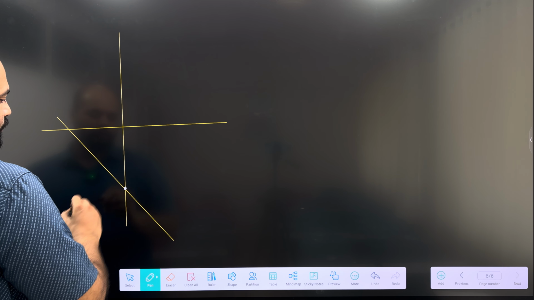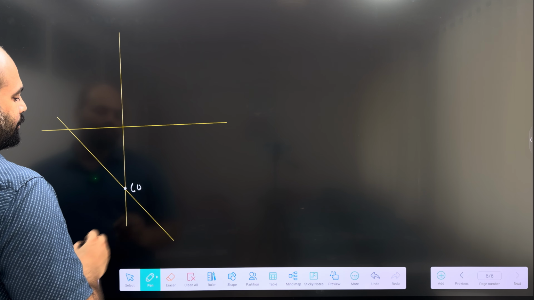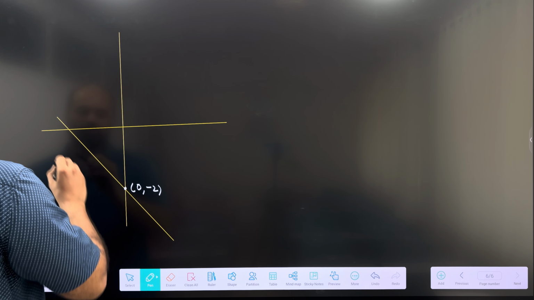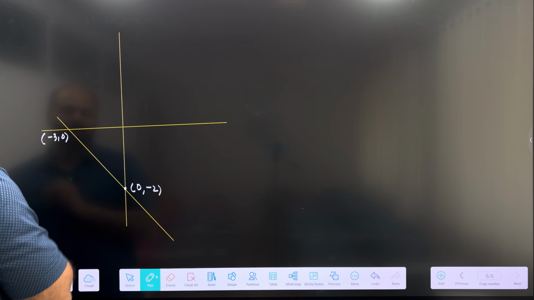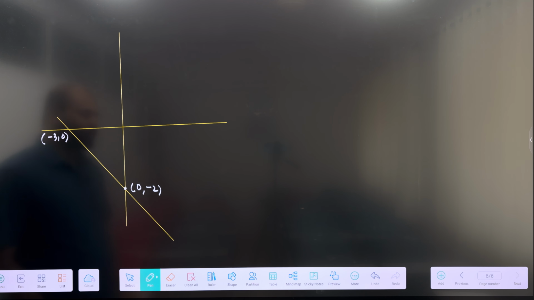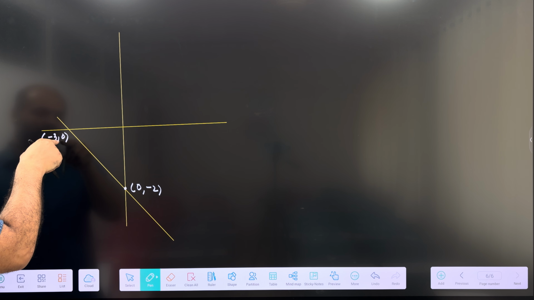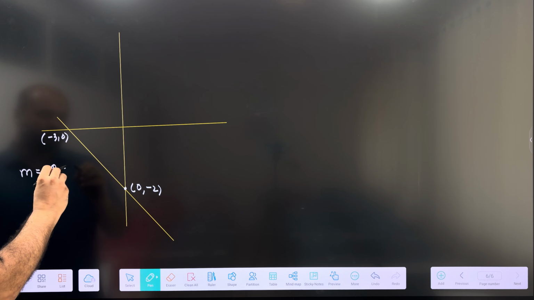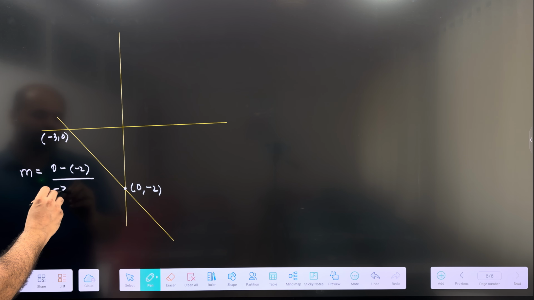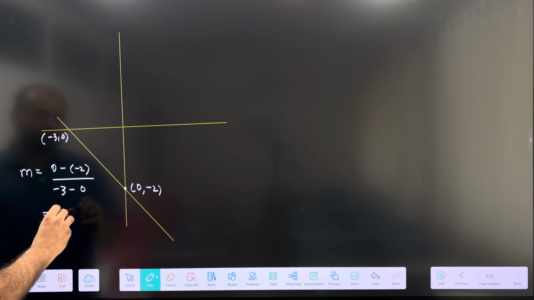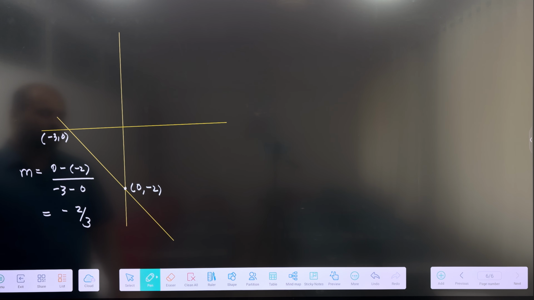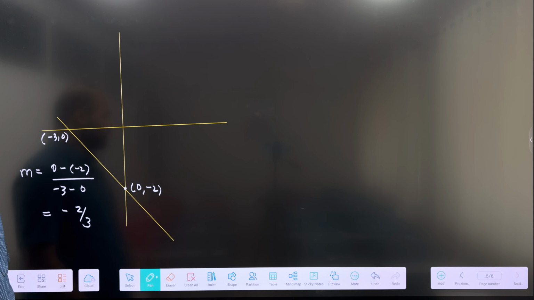Let's take a couple of examples. Let us say we have a straight line and it's been given to us that this point is 0 comma minus 2, this point is minus 3 comma 0. We have to find the slope of the straight line. All that we have to do is, let's consider this as the y coordinate 0 minus 2, y2 minus y1, and x2 minus x1 is going to be minus 3 minus 0, which is going to be minus 2 by 3. So slope of this straight line is negative.